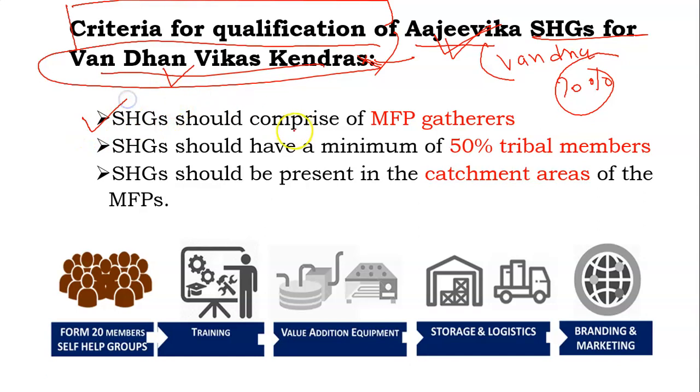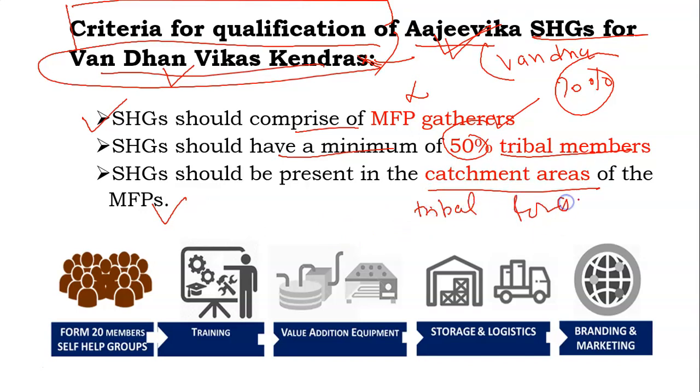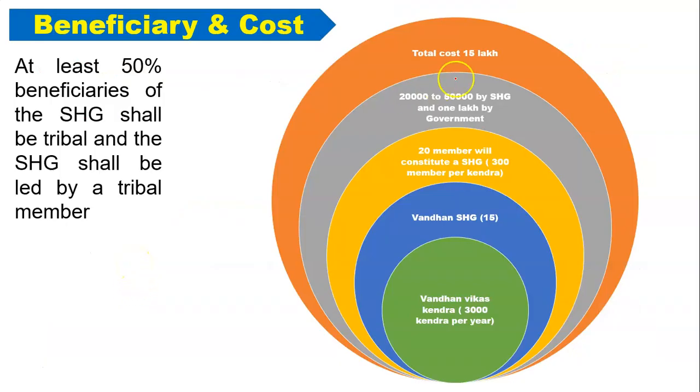then this self-help group should comprise minor forest produce gatherers. This self-help group should have a minimum of 50% tribal members. This self-help group should be present in the catchment area of the MFC. For example, if any tribal people are living in a forest area, then this self-help group should be located at this location if we want to take the benefit of this Ajivika. Right? Now, this is a very important point that I think will clear your concept regarding this scheme.